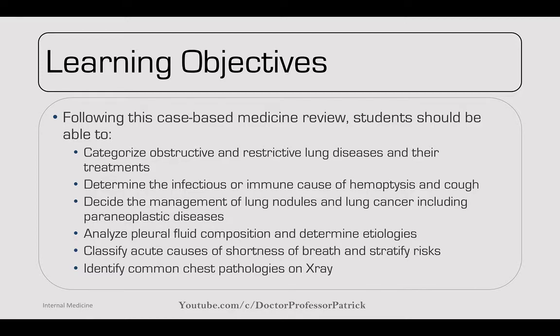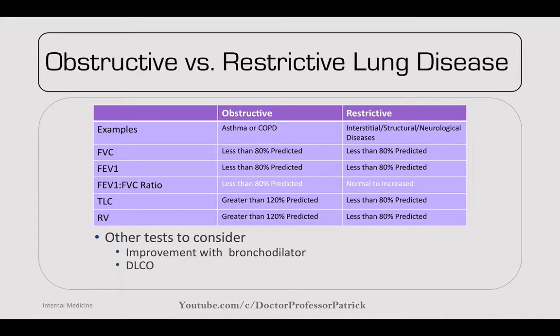We want to analyze pleural fluid composition and determine etiologies. We want to classify acute causes of shortness of breath and stratify their risks. And we want to identify common chest pathologies on x-rays. We'll have sort of a quick image answers at the end.